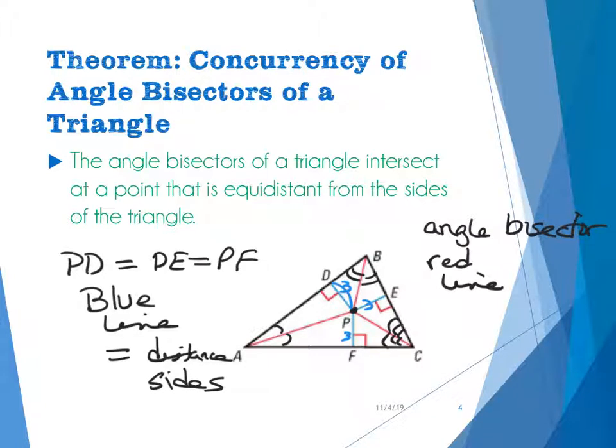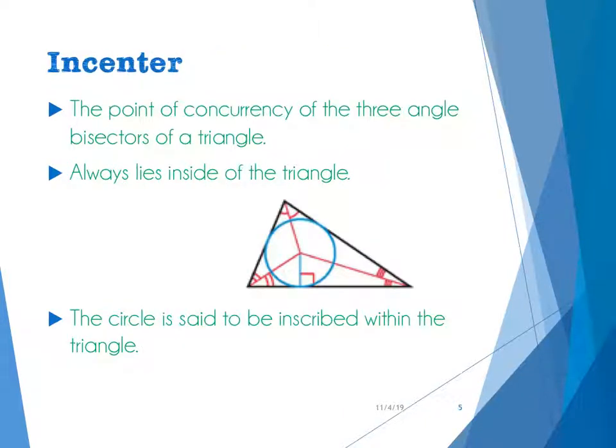Now the lengths of the red lines are all different. The only ones that are equal are the ones that go from the point of concurrency to the sides, and they're the perpendicular distance. So the point where those three angle bisectors meet is called the incenter. The point of concurrency of the three angle bisectors is called the incenter. It always lies inside the triangle.